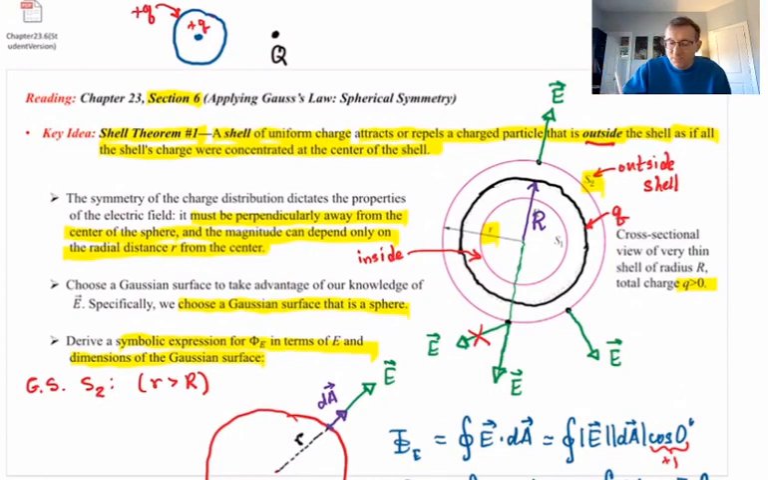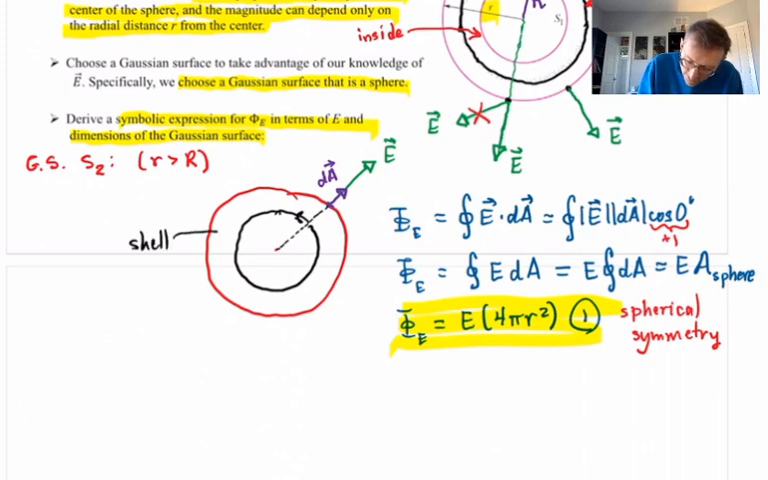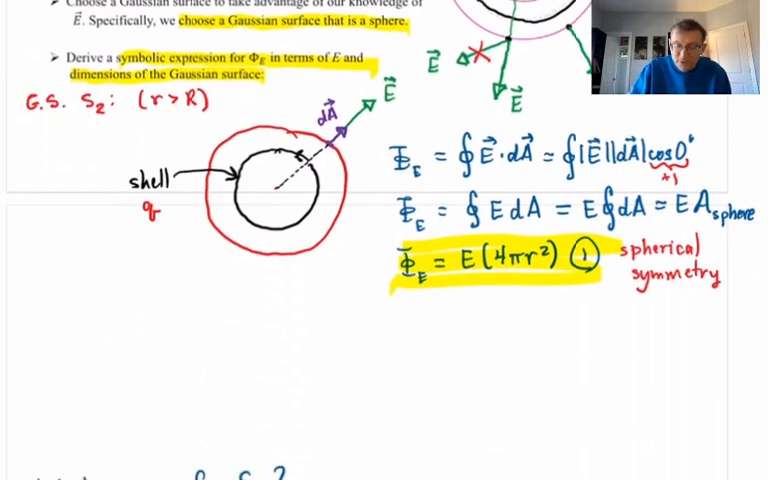The shell is, you see where it is? I can also draw it down here. There, that's the spherical Gaussian surface S2. Now let me draw the actual physical shell, the thing you could touch. It's there. That's the physical shell that you could touch. But doesn't it have the charge Q spread around it? Okay, so what's Q enclosed for S2?